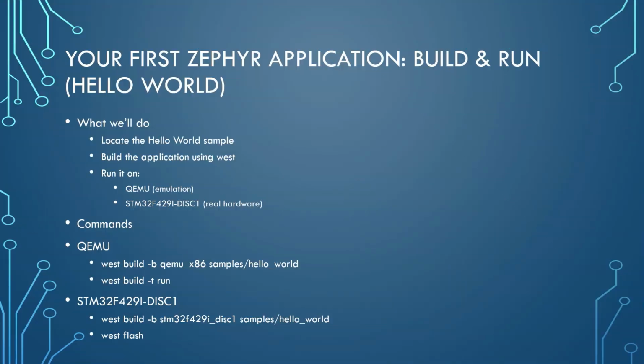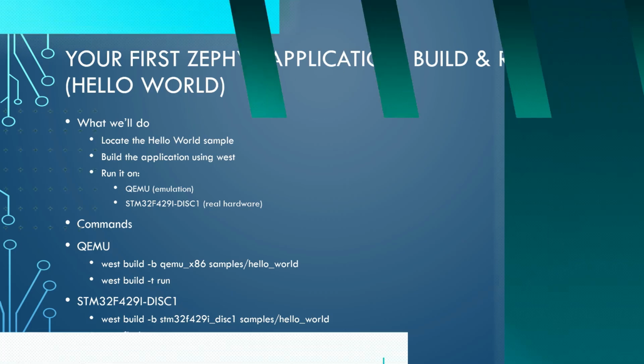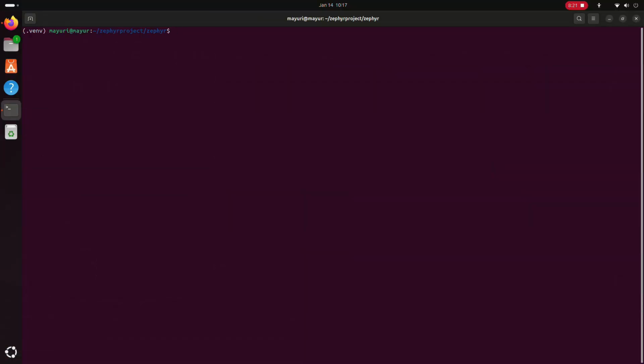Now let's do the same thing on real hardware using the STM32 F429I discovery board. Make sure the board is connected through USB and the required debug drivers are installed. This time we build the application for the STM32 F429I discovery board.